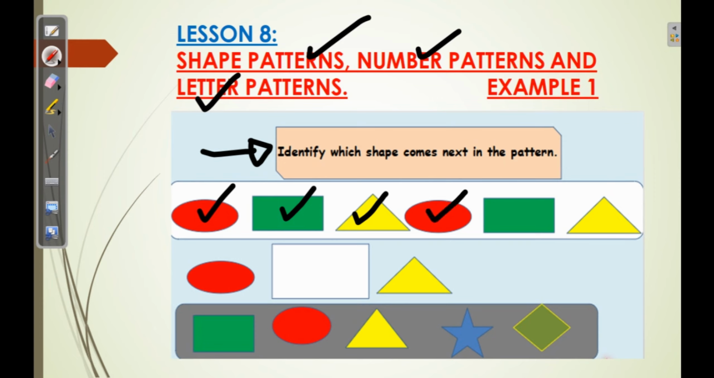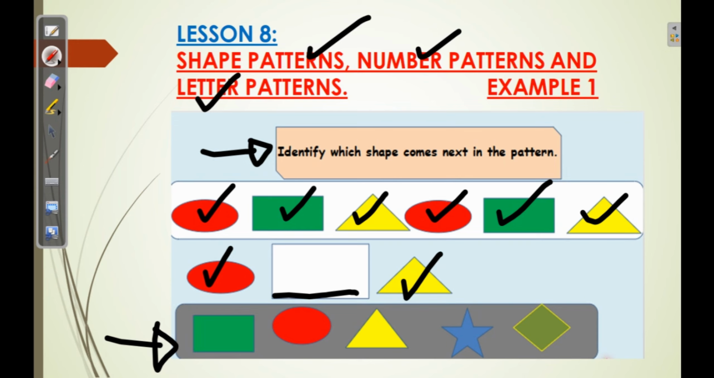We begin with our red oval. Then obviously what comes next, we know that it will be a green rectangle followed by a yellow triangle. Then again, what comes next? We are back to square one, where we are having our red oval. Then we now have this blank space here, and we finalize with our yellow triangle. Therefore, we are being told to identify which shape will fill here.